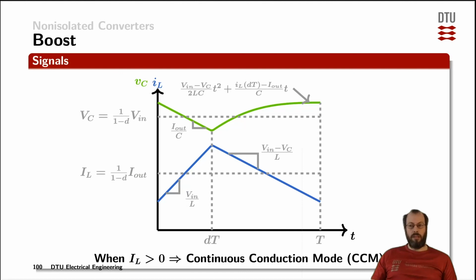Note again that this analysis is valid for inductor currents being bigger or equal to 0. This mode is called the continuous conduction mode, or also called CCM, equivalent to what we've seen from the buck converter.